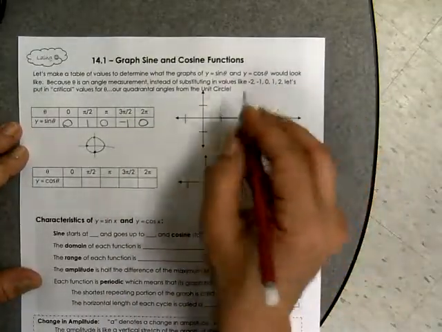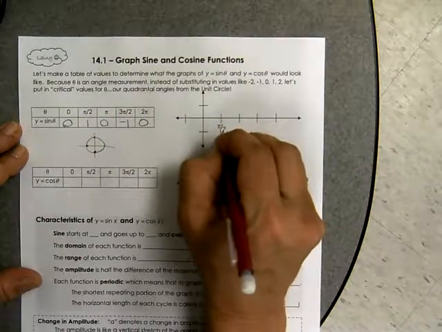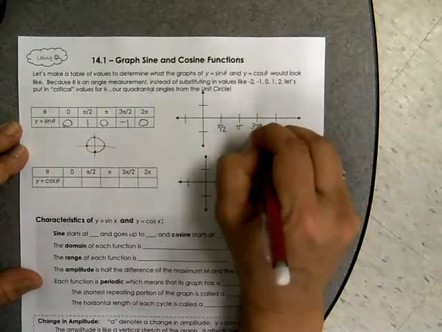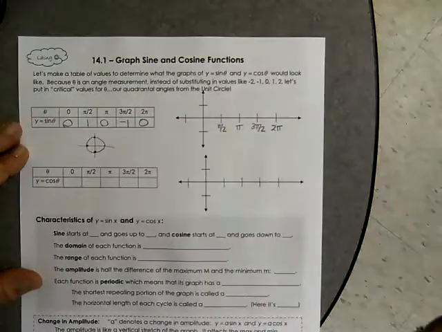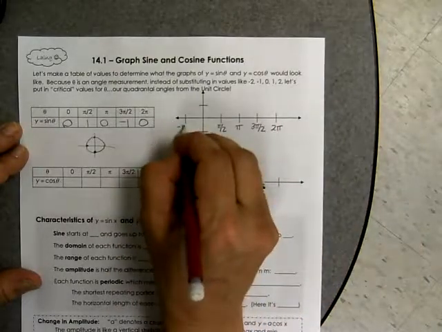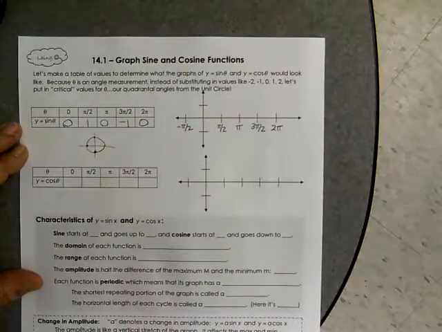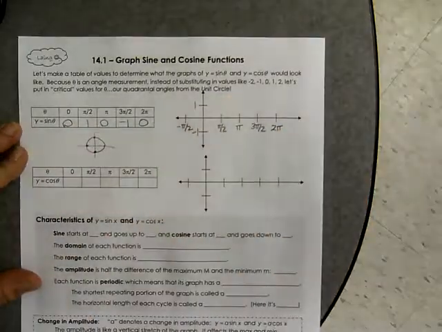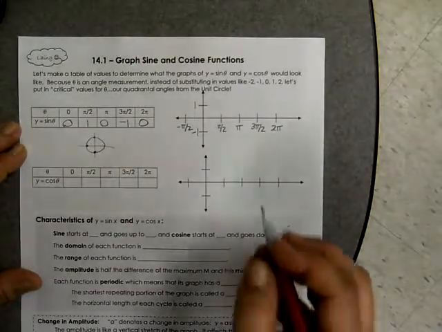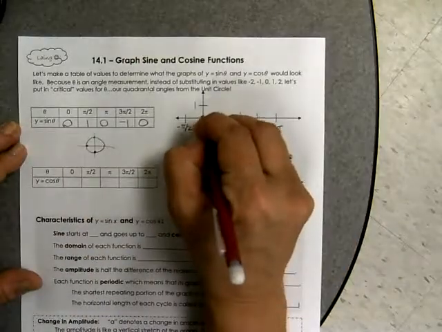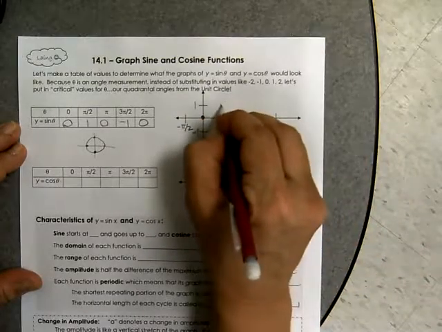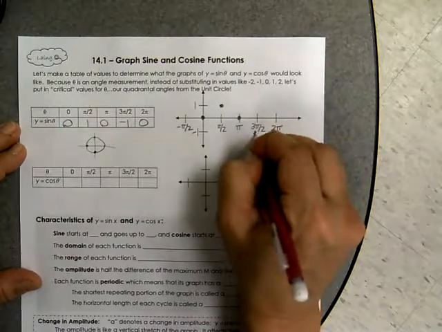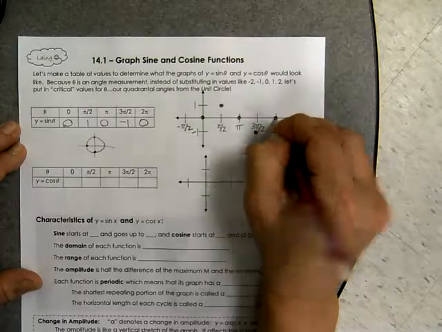So let's plot those points. Let's start by labeling the graph with those quadrantal angles: pi over 2, pi, 3 pi over 2, and 2 pi. So that means over here we would have negative pi over 2. And notice that the y values really only range, in this case, from -1 to 1. Let's plot that and see what happens. We have 0, 0, pi halves 1, pi 0, 3 pi over 2, -1, and 2 pi 0.